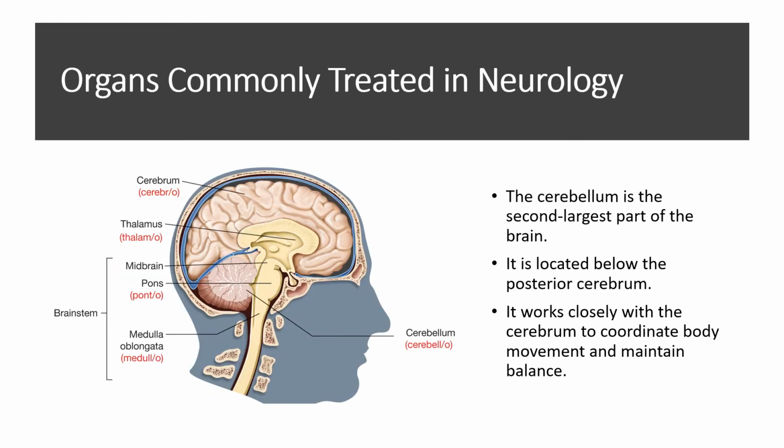The cerebellum is the second largest part of the brain. It's located below the posterior cerebrum, and it works closely with the cerebrum to coordinate body movement and maintain balance.